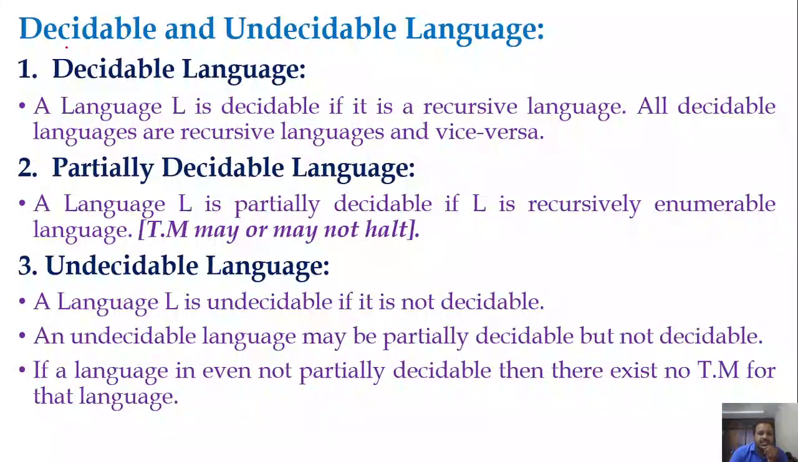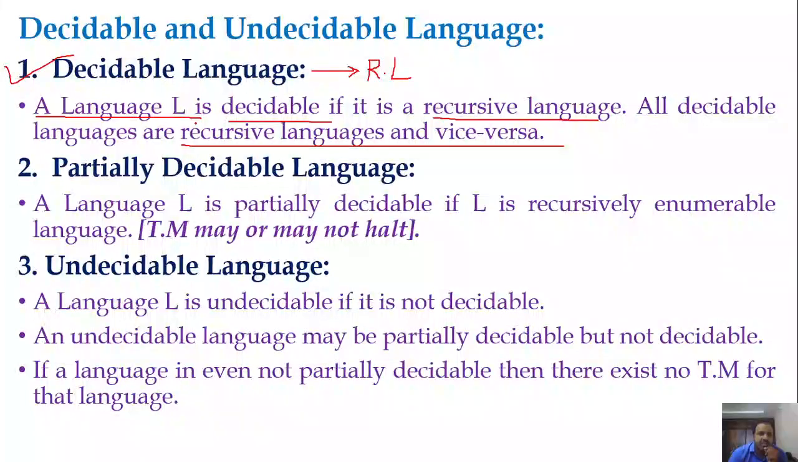So let us discuss the decidable and undecidable language. What is a decidable language? A language capital L is decidable if it is a recursive language. So definitely recursive languages are decidable languages. All decidable languages are recursive languages and vice versa. So language capital L is decidable if it is a recursive language.